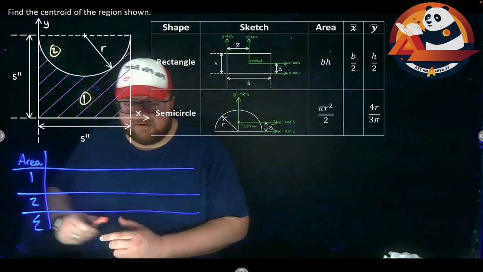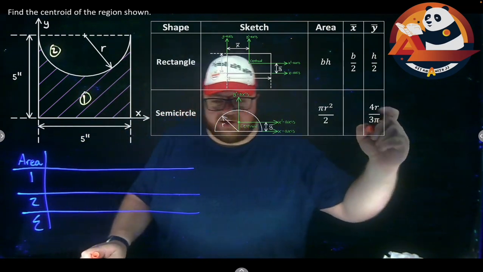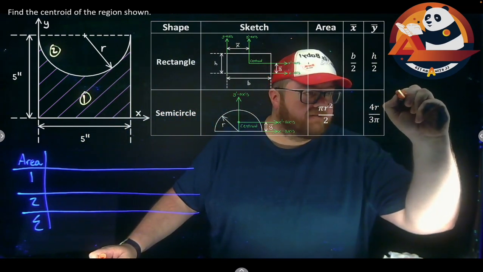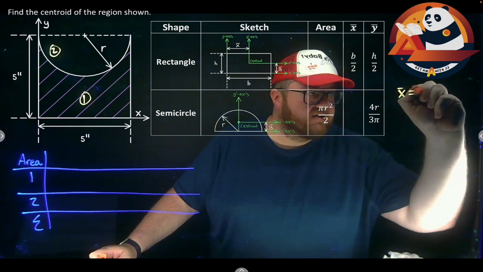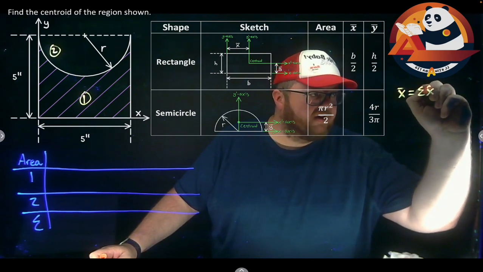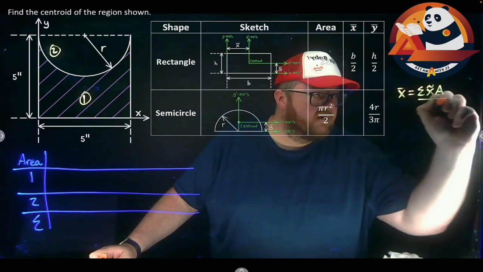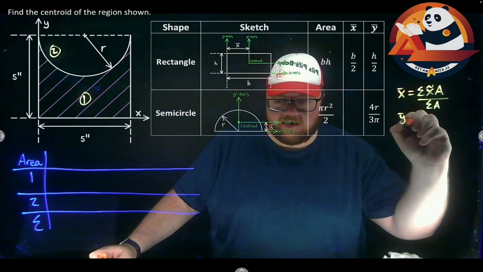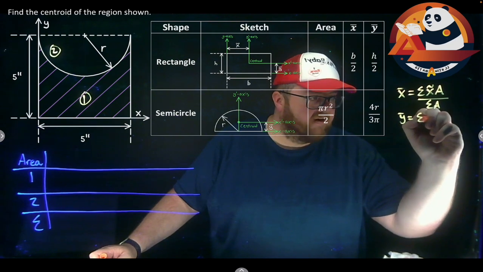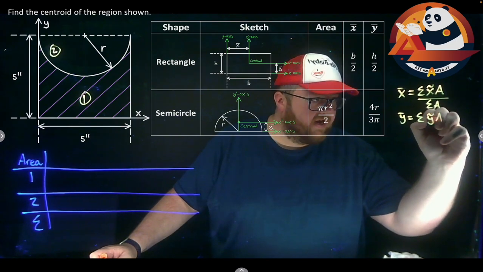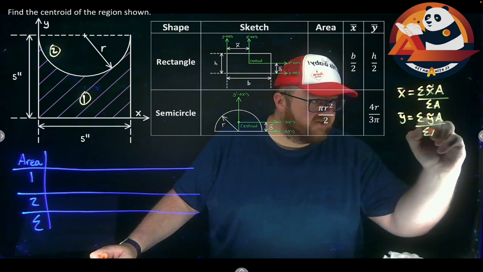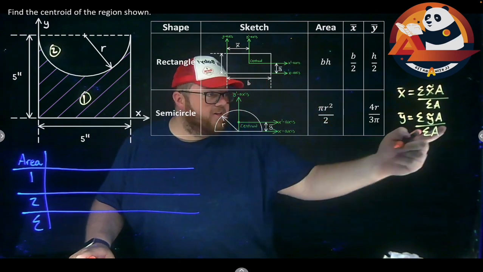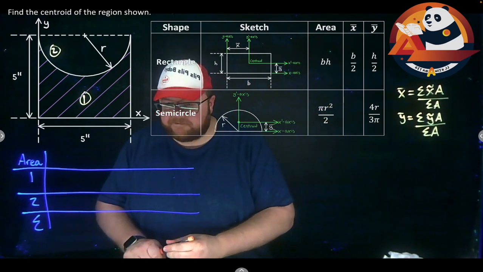Let's write down our centroid formulas really quick. The formulas we should be using are x bar is the sum of x tilde A divided by the total area, and y bar is the sum of y tilde A divided by the total area. So I'm going to fill in each of these pieces into my table.